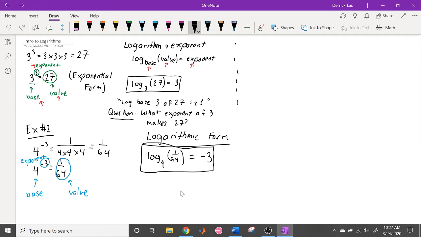All right, now the next thing we want to do is we want to be able to change, to start with logarithmic form and go to exponential form. So we want to go from log to exponential form.